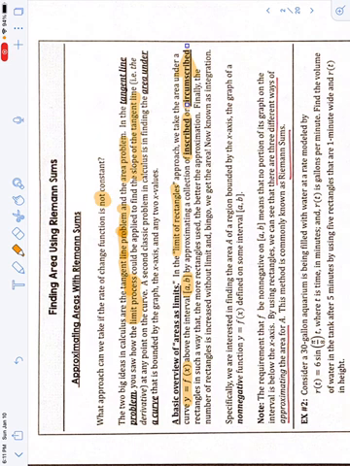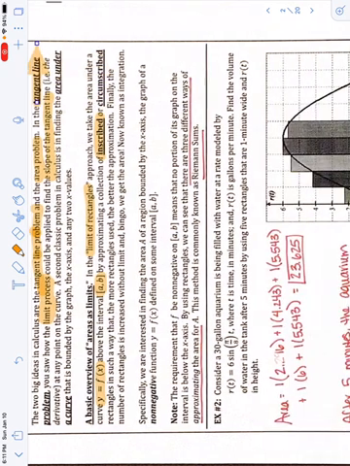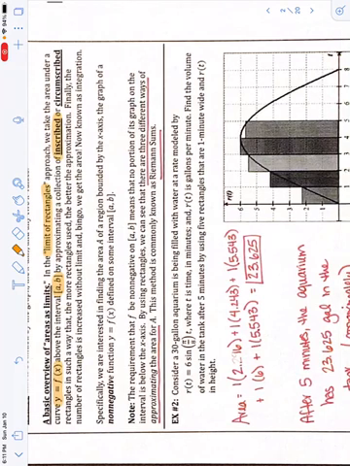Finally, the number of rectangles is increased without limit, and bingo, we get the area, and that's integration. So specifically, it sounds very simple, doesn't it? Specifically, we're interested in finding the area of a region bounded by the x-axis and the graph of a non-negative function, meaning I'm trying to keep everything for now above the x-axis, on some interval a to b.